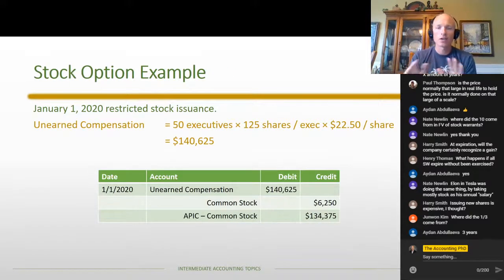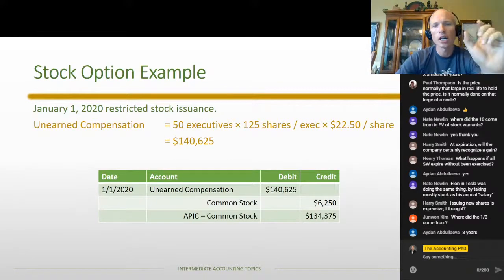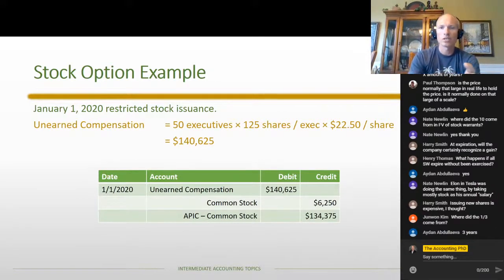The idea here is we're going to issue the common stock. 50 executives, 125 shares per executive means we're going to be issuing 6,250 shares. So that's the amount that we credit the common stock account for. The value of these shares is the fair value, the market value, $22.50. We assign that full value to the unearned compensation account, and then the APIC common stock becomes a plug. But what this unearned compensation account does is, again, it's a temporary equity account, and when combined with this common stock account, it essentially nets it out. And so initially on the books, the equity of the company has not changed.